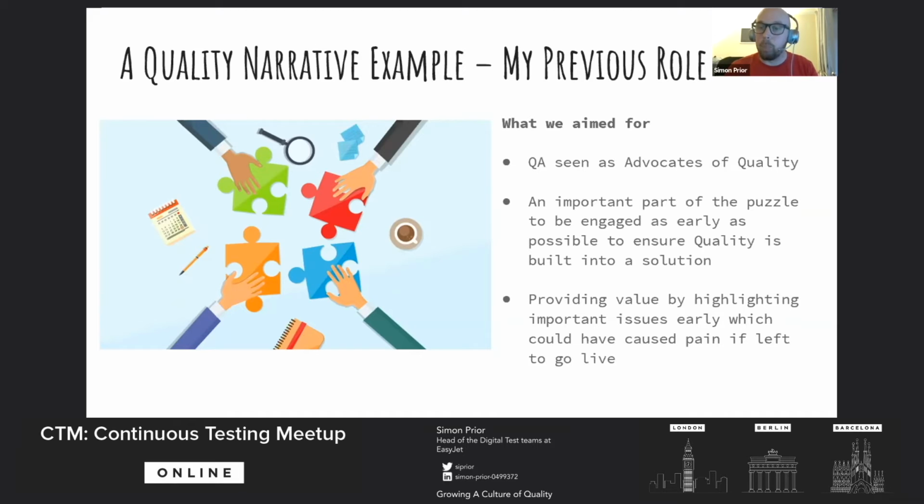By the time I left, we were seen as advocates of quality. We were seen as an important part of the puzzle to be engaged as early as possible to ensure quality was built in. And we were providing value by highlighting issues early and identifying ways in which we could address the quality concerns or give people visibility into where quality was. One particular project had been running for 2 years. It was so many million over budget. And there was a feeling of, we just need to get it out the door. Forget how many bugs there are now. We need to release this so we can get on with the next thing.